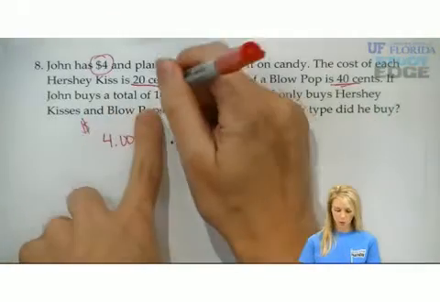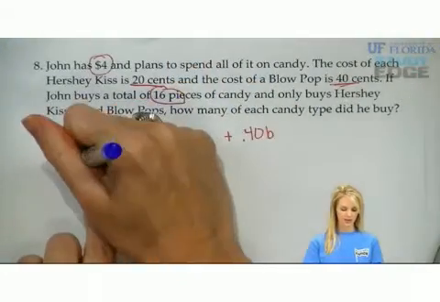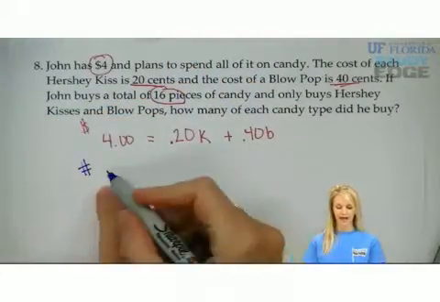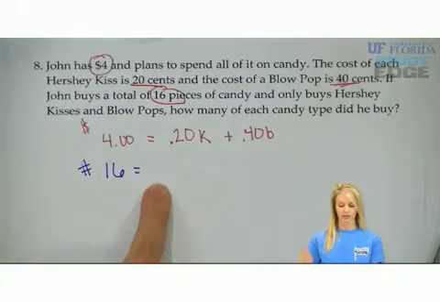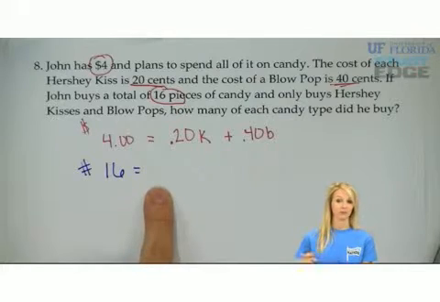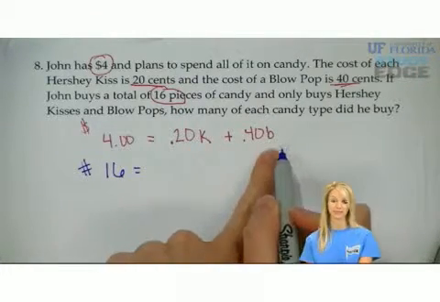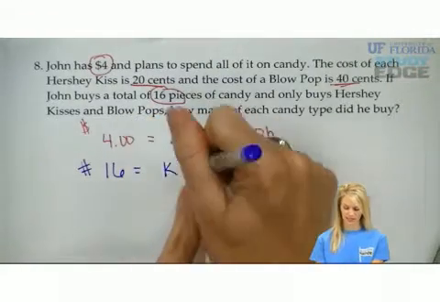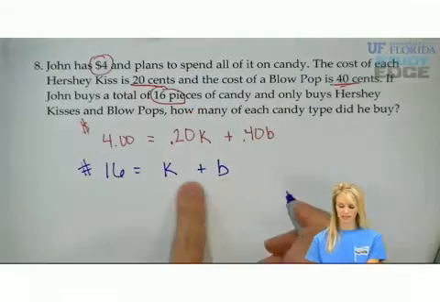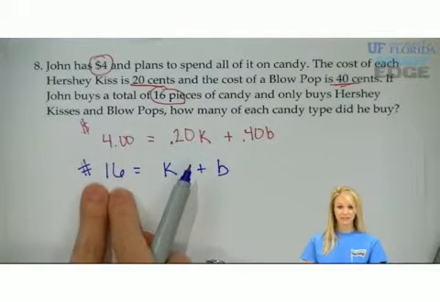So we know that the total number of pieces of candy is 16. Now we're talking about the number of candies. How many total candies did he buy? 16. Some of them were Hershey Kisses and some were Blow Pops. Remember, K is your number of Hershey Kisses and B is your number of Blow Pops. So K plus B is the total number of pieces of candy you bought, and we bought 16 pieces of candy.